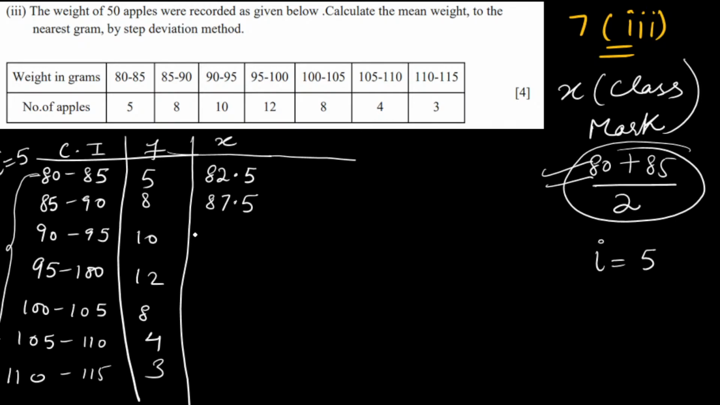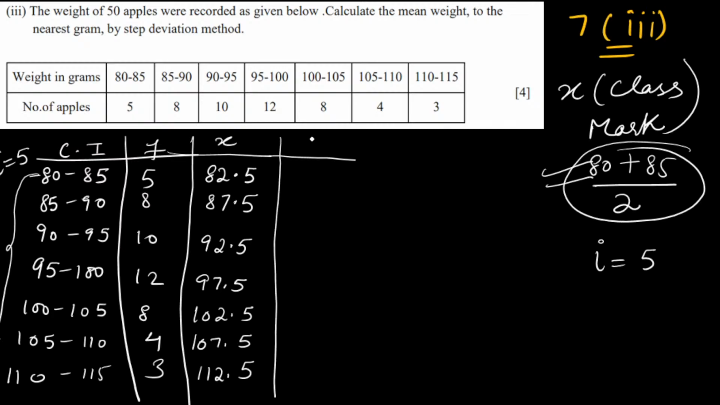Correct? Then 92.5, then 97.5, then 102.5, then 107.5. After this one, 117, no, it will be 112.5. So class marks we have found now.